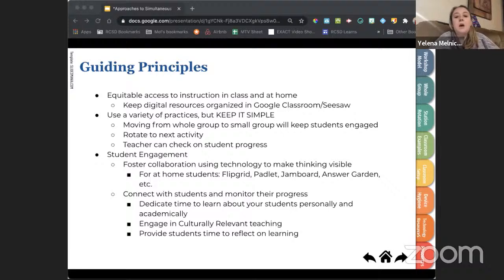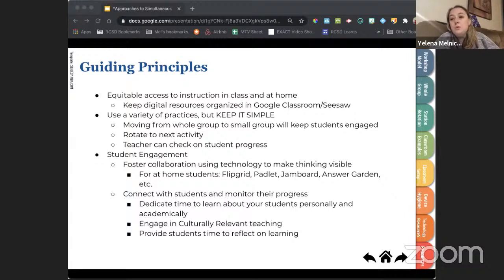Keep using the variety of strategies, but think about simple strategies that could help not only with the structures in the class, but also organization, such as moving from whole group to small group, thinking about how to transition from one activity to another, as well as continuing to check students' progress. We want to make sure that we continue to encourage student engagement. And I know that sometimes it's been difficult in the remote setting. And we hope that bringing some of the students into a face-to-face environment, into actual classrooms, we can get more student engagement, both the ones that are in class, but also the ones that are still at home.